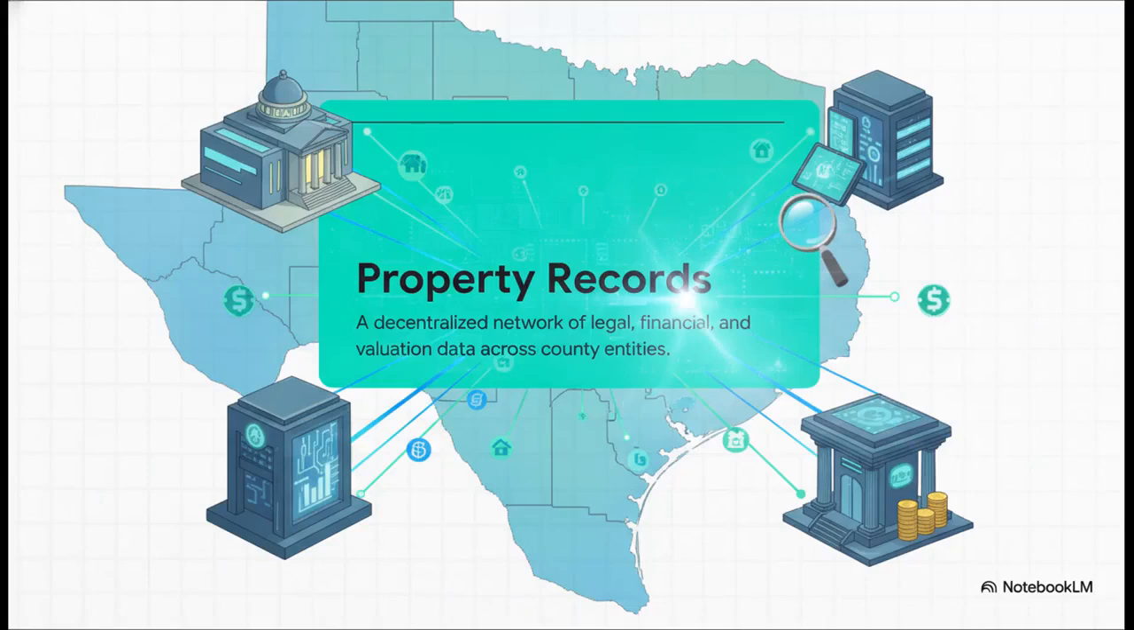Now, navigating Tarrant County systems can definitely seem a bit complex at first glance. But here's the fundamental rule you've got to understand. Because of how Texas law works, authority over real estate is distributed. So there's no single magical search engine that holds every piece of data about a property. Instead, these records are a decentralized network of legal, financial, and valuation data, spread across 3 separate county administrative entities. It's kind of like a giant puzzle, and doing your due diligence means you absolutely have to cross-reference your findings.